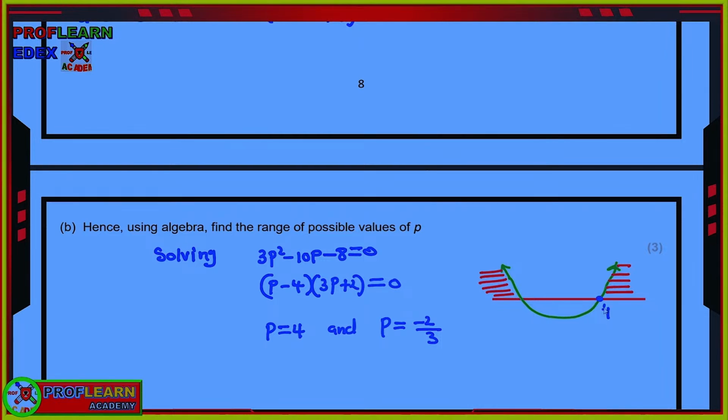Here it's 4, and this one is negative 2 over 3. Now since our quadratic inequality was greater than 0, we want the part of the graph above the horizontal line that we did draw. So the values of p that satisfy this inequality will be the values of p on this side and the values of p on the other side. So we are going to say these are the values. p is going to be less than negative 2 over 3, or p is going to be greater than 4.